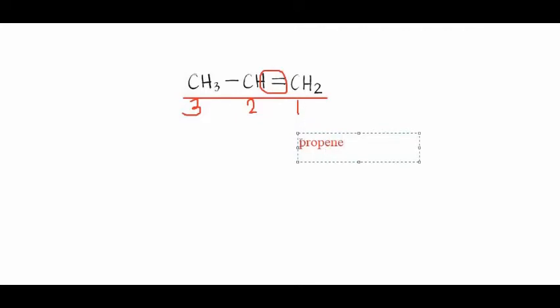propene. Right, we need to indicate where the double bond is located. So, our double bond is attached to the first carbon. So, it will be 1-propene. But since we will not indicate number 1, the name will only be propene. So, for step number 4, we have to name the substituents connected to the carbon chain. But since we don't have substituents, the name will only be propene.